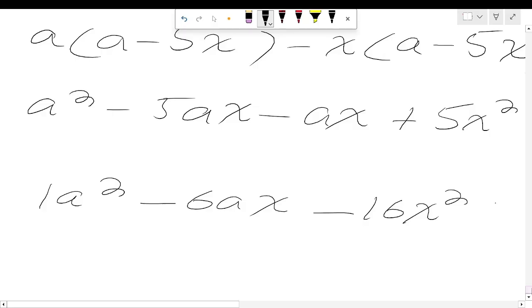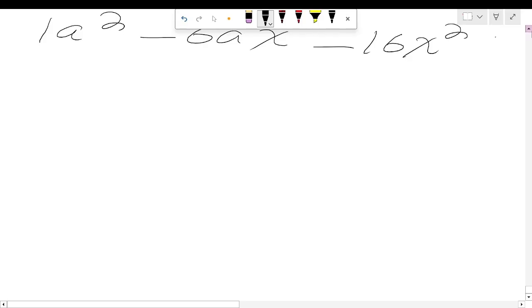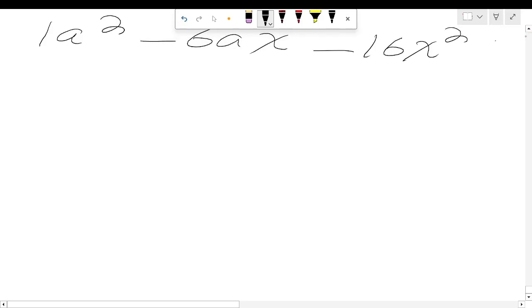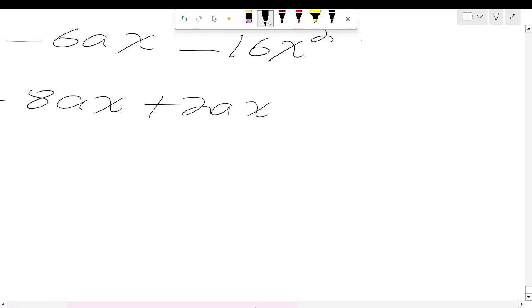So we need to solve this much further. It isn't completed right now. So what do we need to do next? We need to make the factors. Yeah, so here we have the coefficient of a square as 1, and here we have 16. So 1 multiplied by negative 16 is negative 16. The factors, what are the factors? It will be a square minus 8ax plus 2ax, and what will be next?